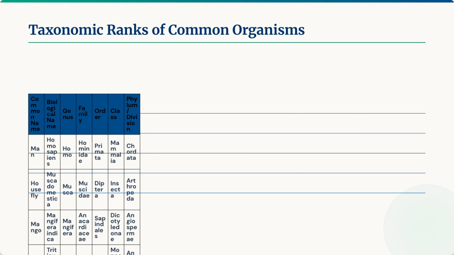For example, humans belong to the genus Homo, family Hominidae, and class Mammalia, within the phylum Chordata. The housefly, on the other hand, is classified in the genus Musca and belongs to the class Insecta, within the phylum Arthropoda. Plants like mango and wheat are classified differently, located in the division Angiospermae, highlighting that they are flowering plants, and further divided into dicotyledons and monocotyledons respectively.